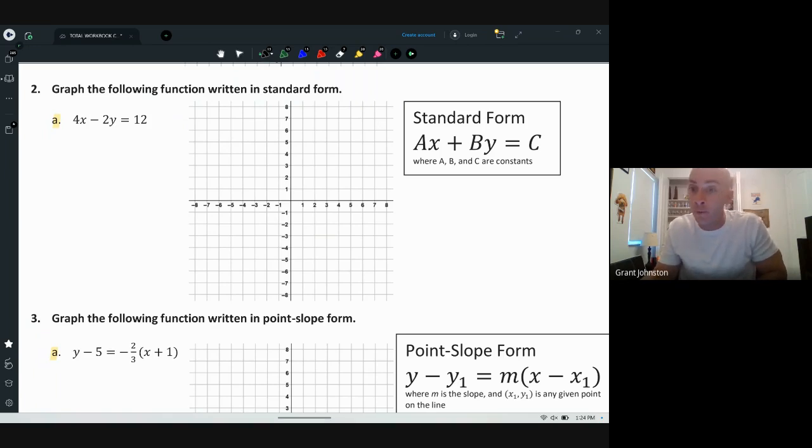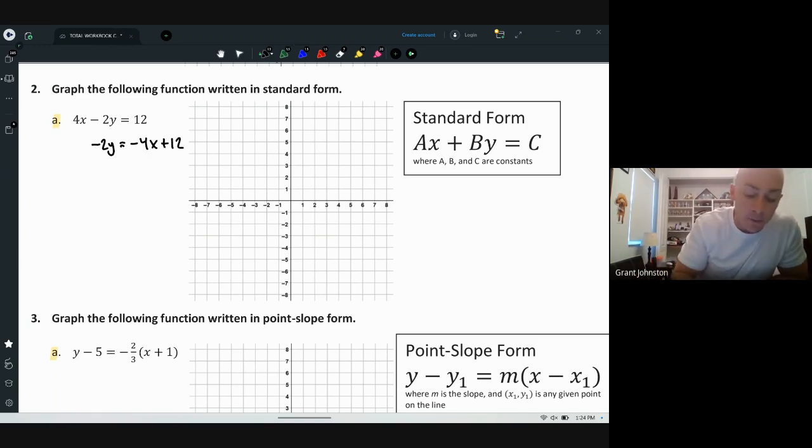Slope-intercept form is isolating y. So I'm going to isolate y here. I subtract 4x from both sides, so I'm going to have -2y equals -4x plus 12. And then divide by -2. I'm going to have y equals -4 divided by -2 is positive 2x. 12 divided by -2 is -6. So there, now it's in our slope-intercept form.